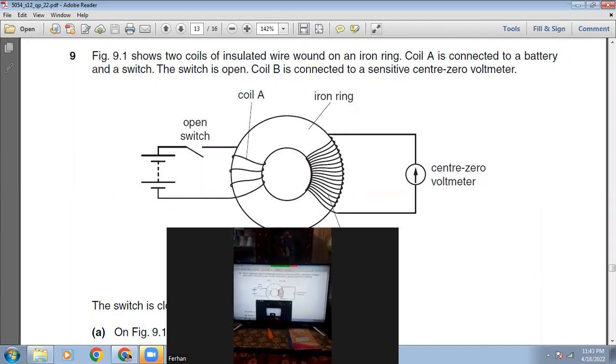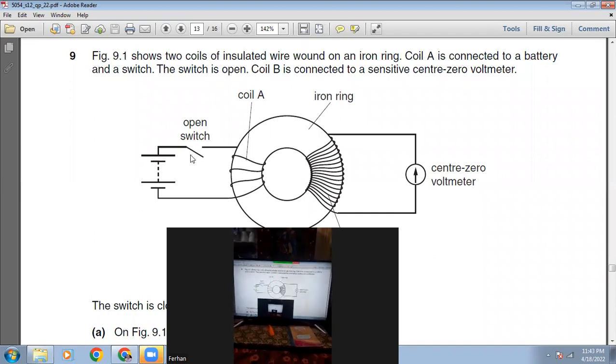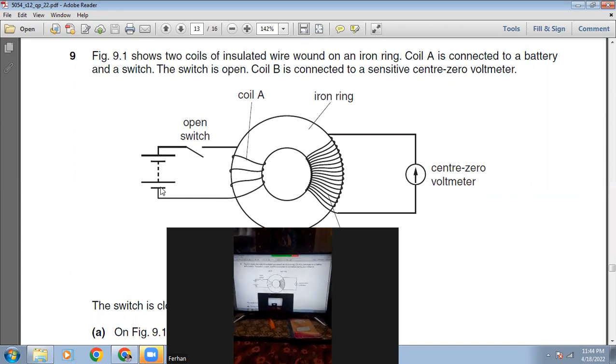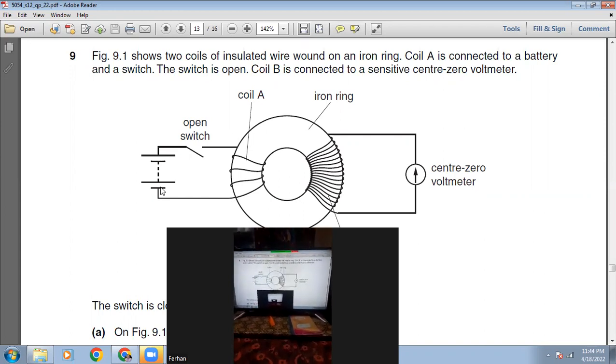When I close this switch, the current will come from the positive. We are talking about the conventional current. So the current will come from here, and from here the current will go in this direction, and in this direction, and it will go back to the battery. So we are talking about the conventional current.